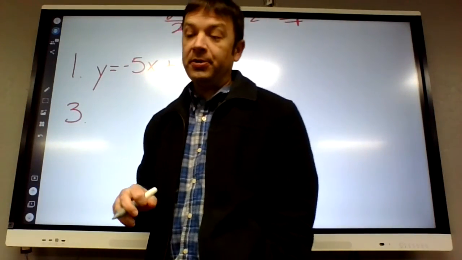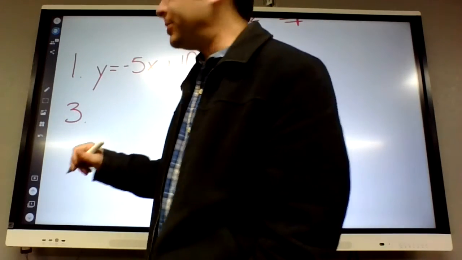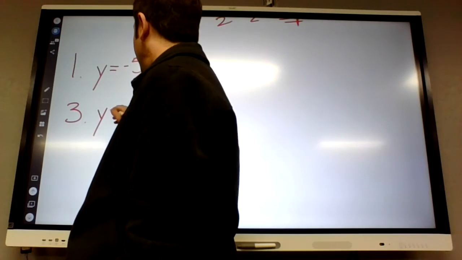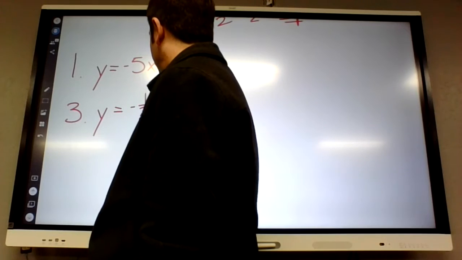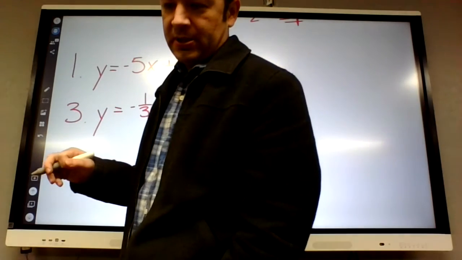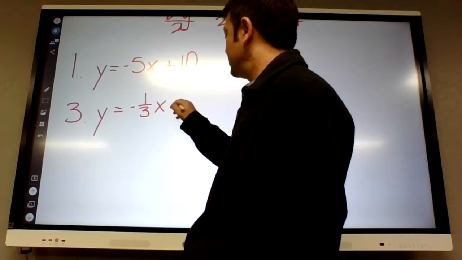Okay, number 3, the slope is negative 1/3. So y equals negative 1/3 x. And the y-intercept is 3, so plus 3.